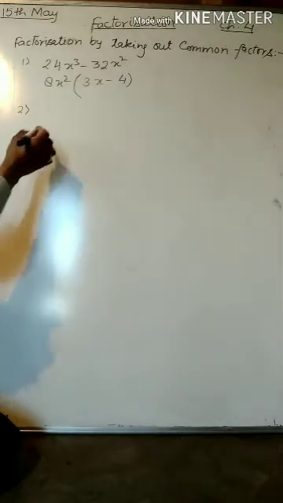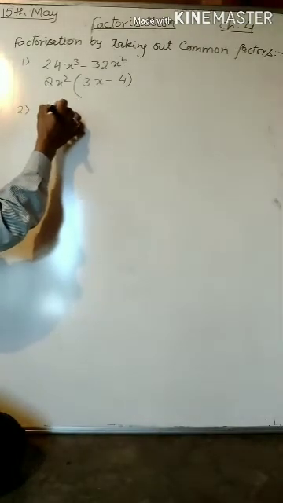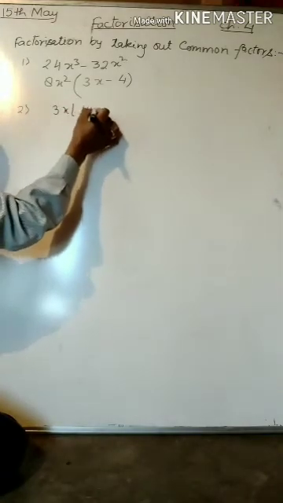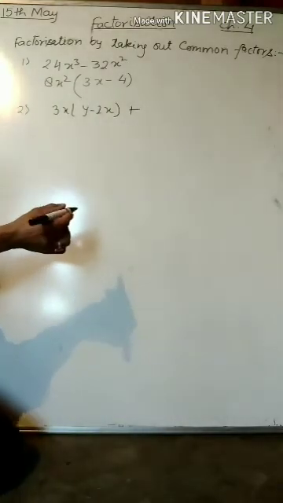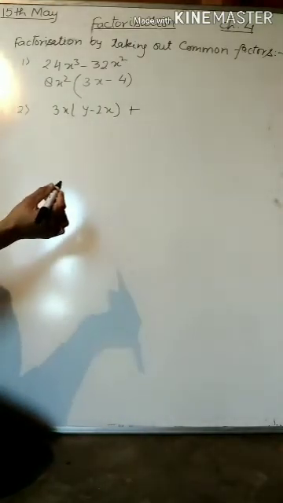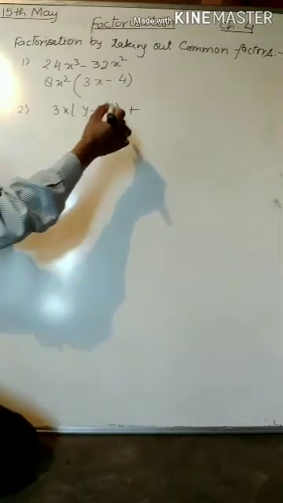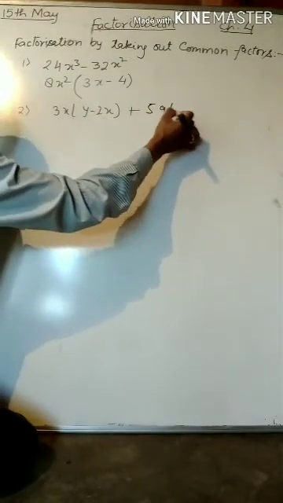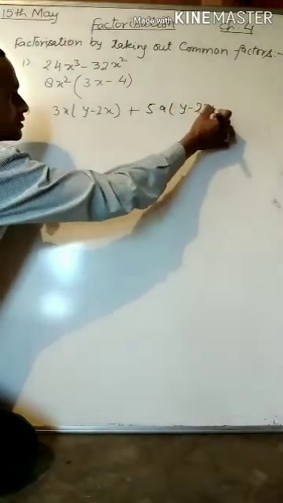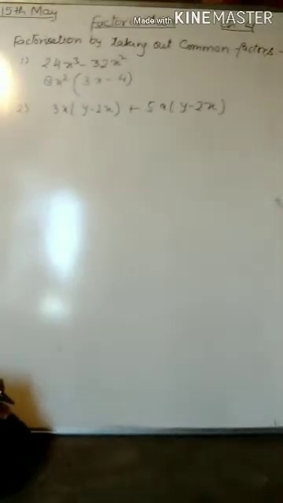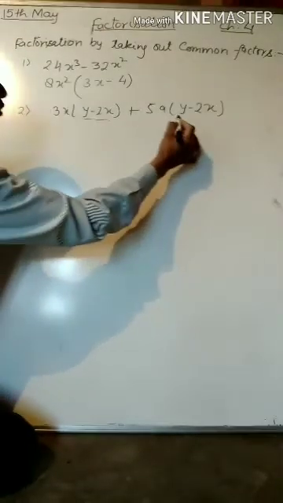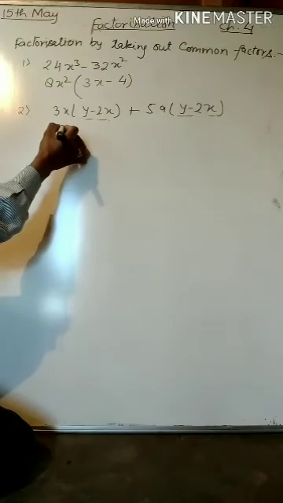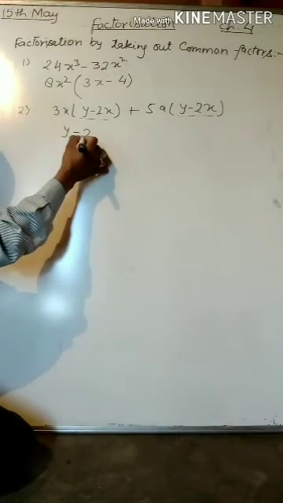Here, 3x into y minus 2x plus 5a into y minus 2x. Here you can see you have two terms again, and y minus 2x is common in both the terms. So we will take out y minus 2x.